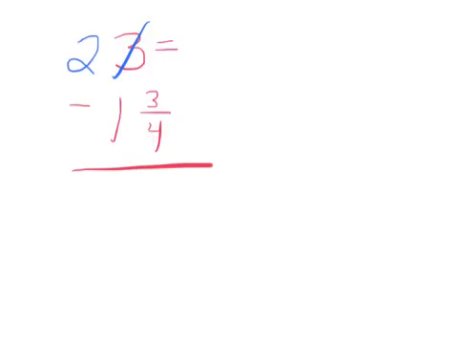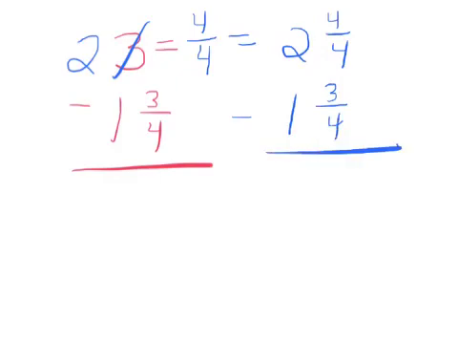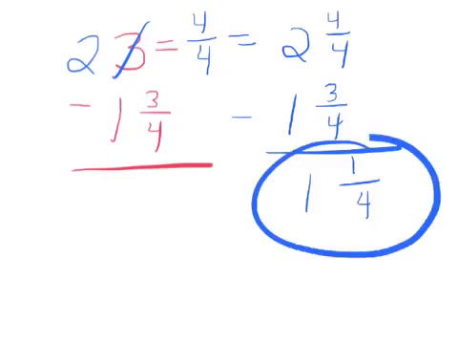So to do that, I'm just going to say 2 and 4 fourths. So this equals simply 2 and 4 fourths. Take away 1 and 3 fourths. And then I get as my answer 1 and 1 fourth, and I'm done.